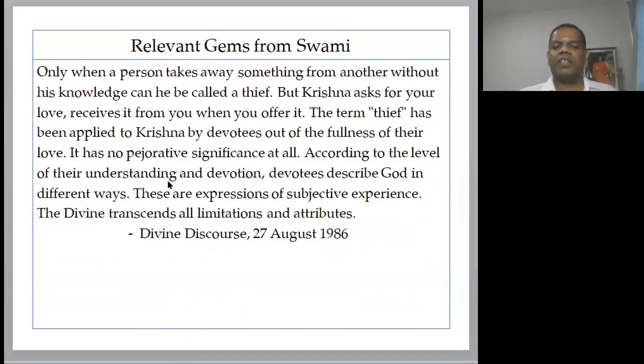According to the level of their understanding and devotion, devotees describe God in different ways. These are expressions of subjective experience. The divine transcends all limitations and attributes. So this is a discourse Swami gave during the Krishnashtami celebration in the year 1986.